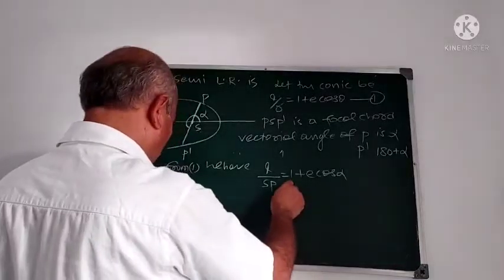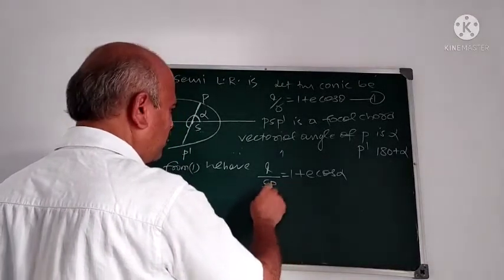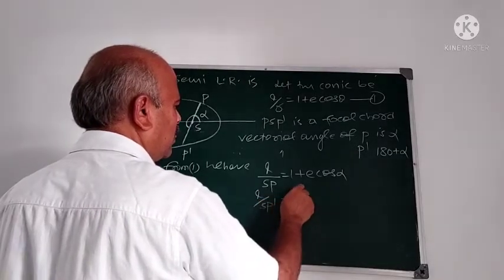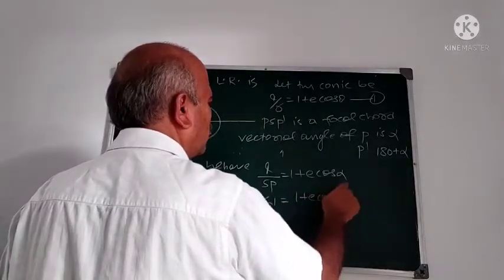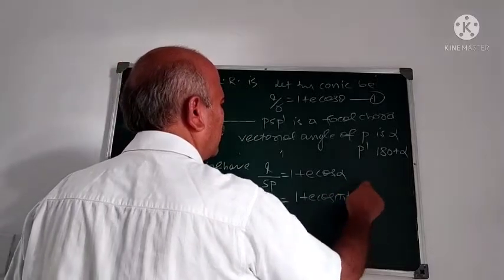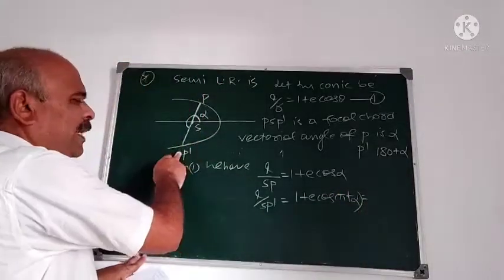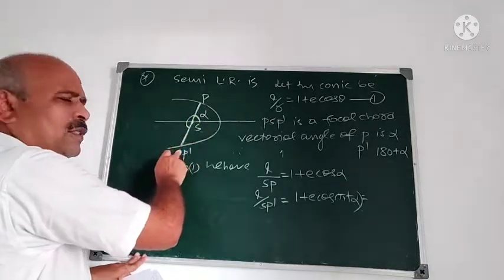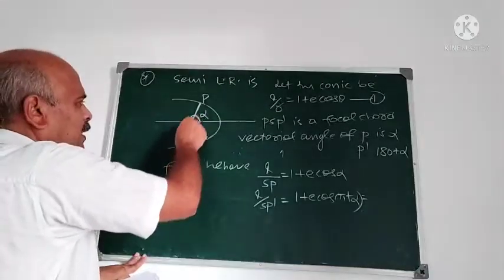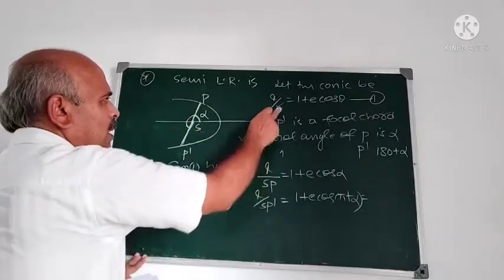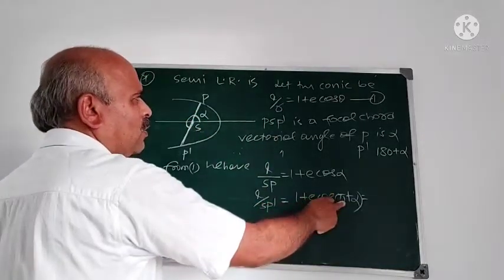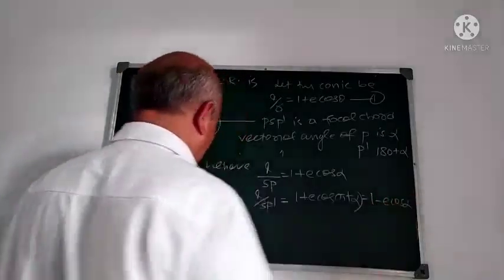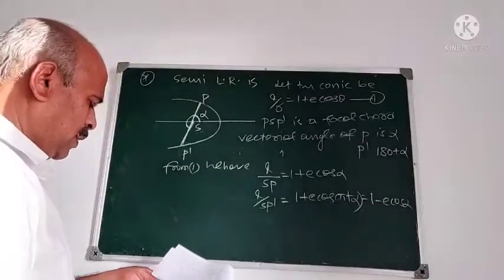And L by SP dash is 1 plus E cos of pi plus alpha. For this P dash, what is R? P dash also lies on the conic section. For P dash, R is SP dash. I have substituted here. R is SP dash, and the vectorial angle is pi plus alpha. So it is 1 minus E cos alpha.